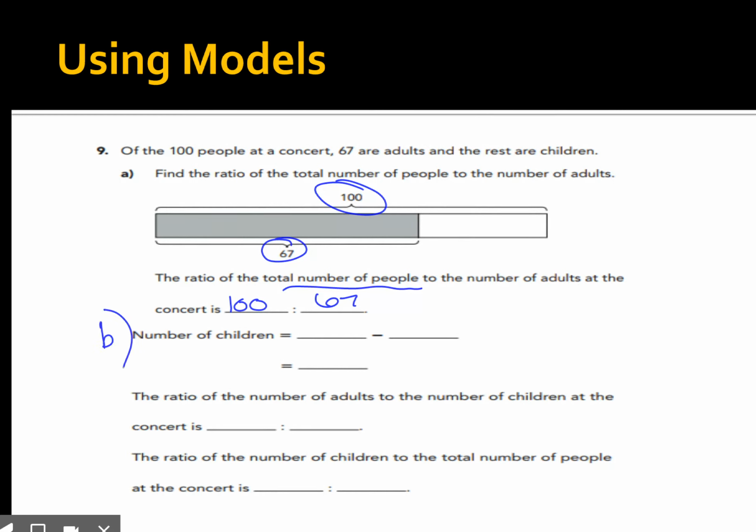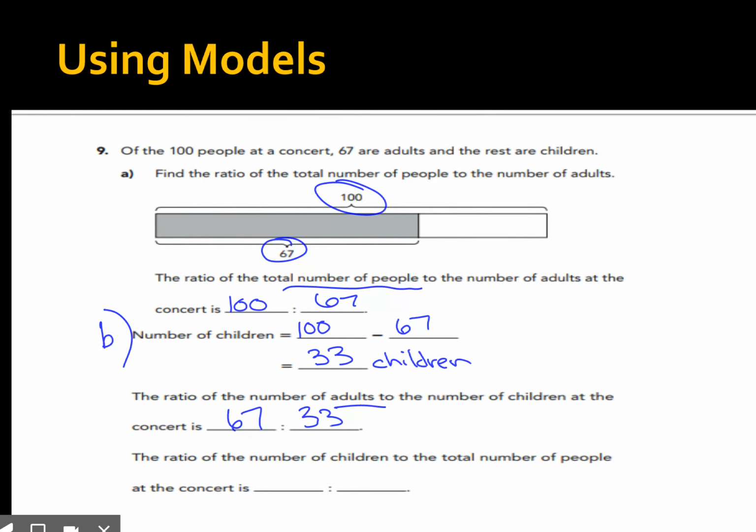This is Part B that got cut off. They want us to find the ratio of the number of adults to the number of children. Again, we're going to have to do some math here to figure out how many children there are. We know there's 100 people total. And then it says 67 are adults and the rest are children. So all we're doing is simple subtraction. 100 minus 67 is 33. So we have 33 children. So the ratio of the number of adults to children, again, we're starting with adults, is 67 to 33.